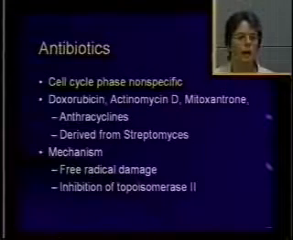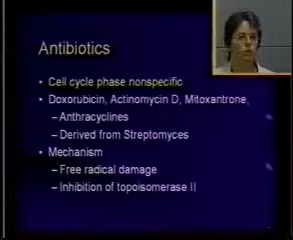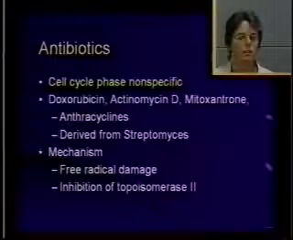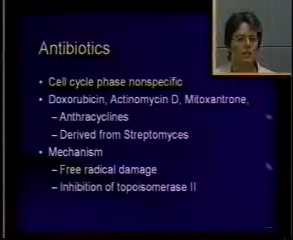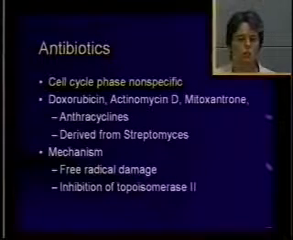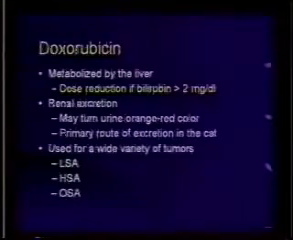These act by two mechanisms. One is that they induce the production of oxygen-free radicals, leading to free radical damage. They also inhibit topoisomerase II, which is responsible for the coiling and uncoiling of DNA during replication. And so what happens is when these drugs are given, by inhibiting the topoisomerase II, it actually prevents the DNA from recoiling once it's replicated, and so the cell dies.